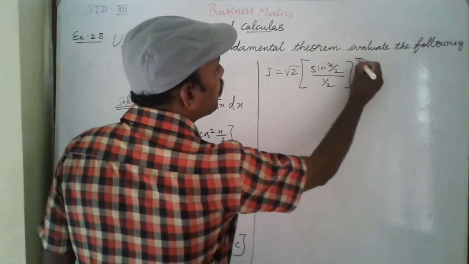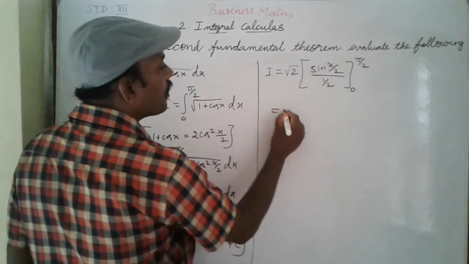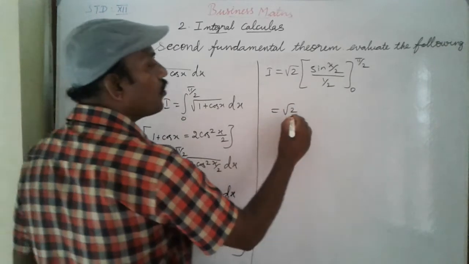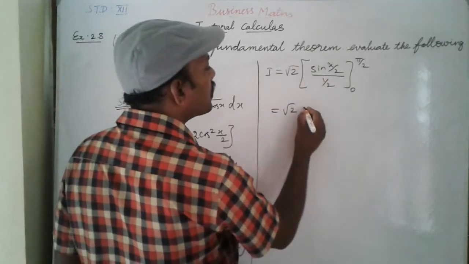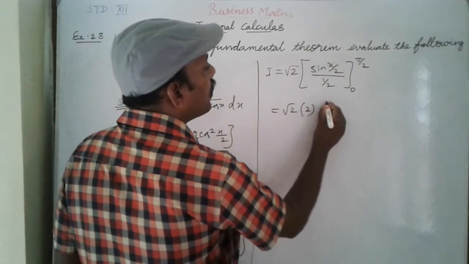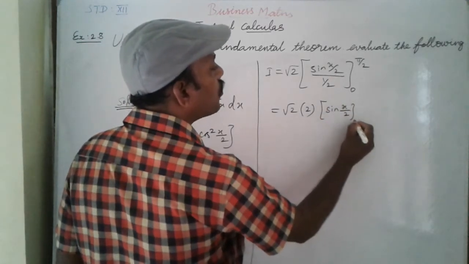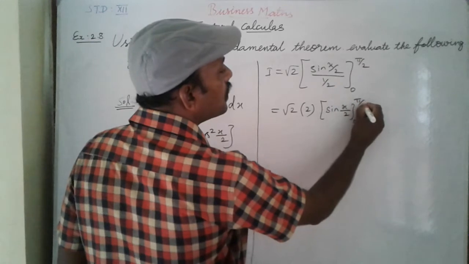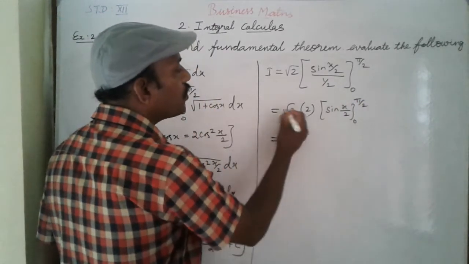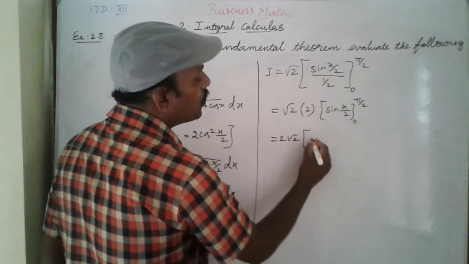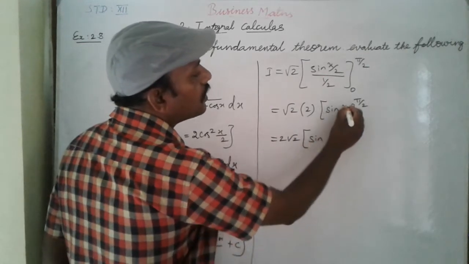0 to pi by 2. So root 2, it is 1 by 2, we should take out its reciprocal, then into 2, sin x by 2 whole power, 0 to pi by 2 is the limit. So 2 into root 2 is 2 root 2. Sin pi by 2, the limit substitute here.